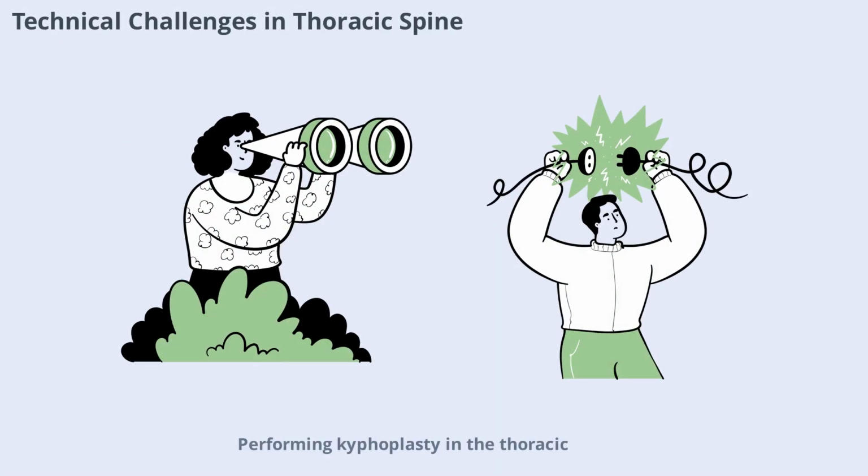Performing kyphoplasty in the thoracic spine presents unique technical challenges. The presence of ribs, smaller pedicles, and increased spinal curvature can make needle placement and balloon inflation more difficult. These factors may contribute to longer operative times and a slightly higher risk of complications in the thoracic region.